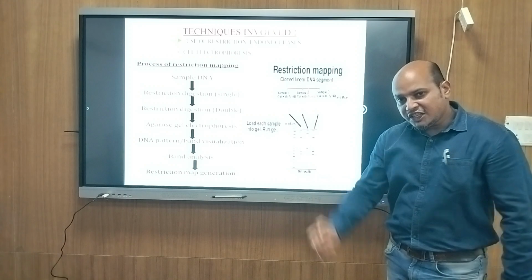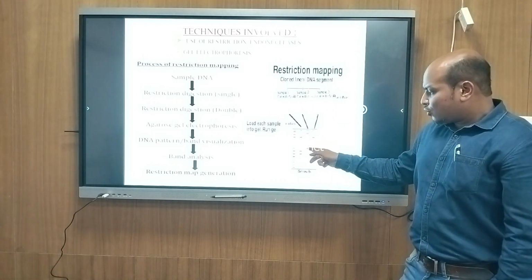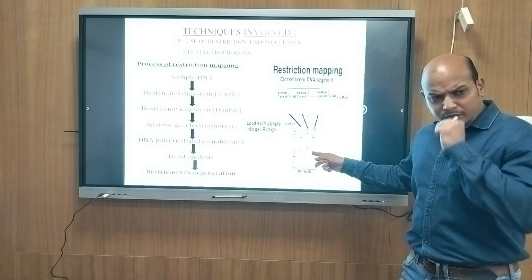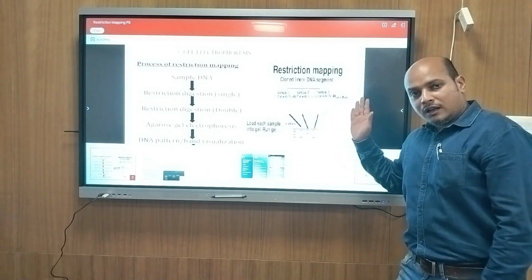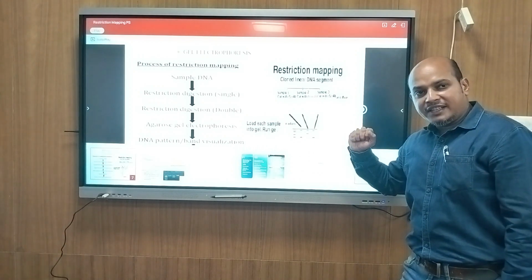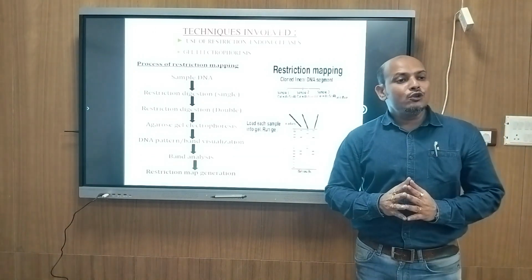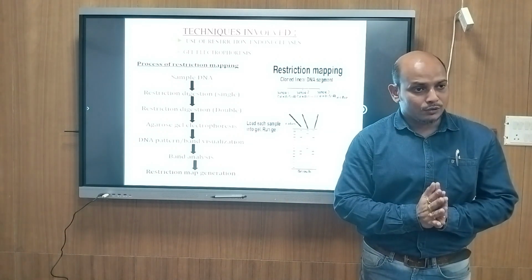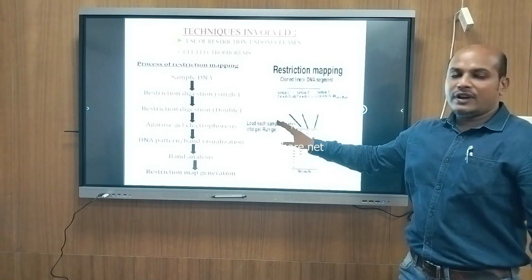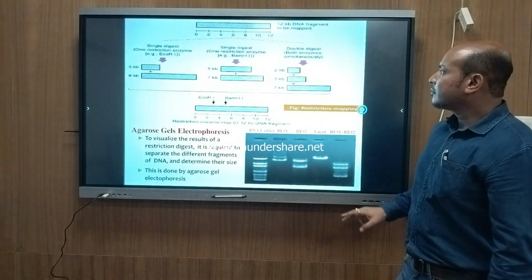And the digestion products are thereafter run on the agarose gel, and by comparing the banding profile produced by the individual digestion by the enzymes to that of the combinatorial digest, we will elucidate the position of the restriction sites in the DNA molecule. So this is a very brief overview of the technique that is being done.